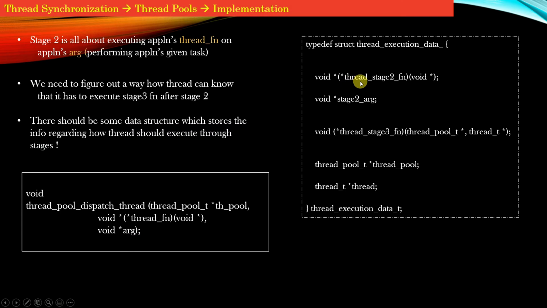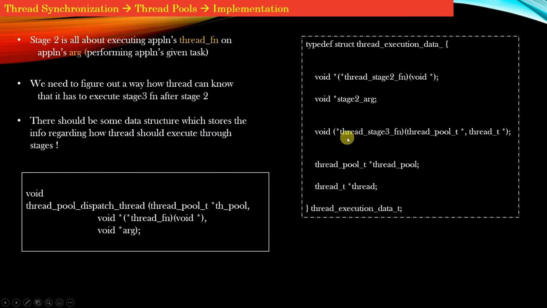So this thread stage 2 function is the same as the thread function which was provided by the application. And this stage 2 argument is a pointer to the data which was provided by the application, right? So the first two members of this data structure represent stage 2 work, whereas the next three members represent the stage 3 work, right?